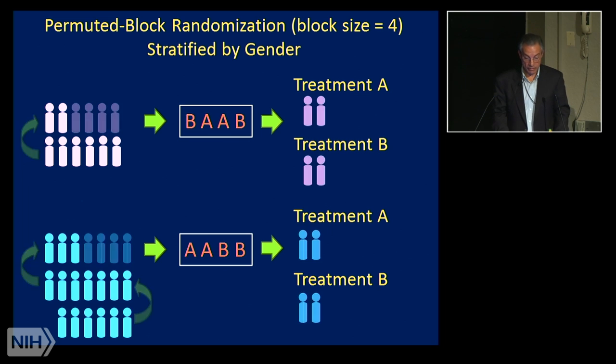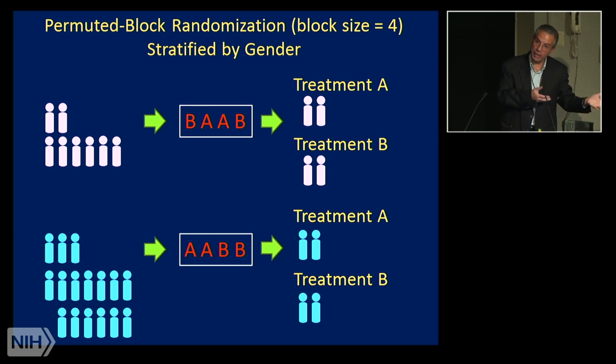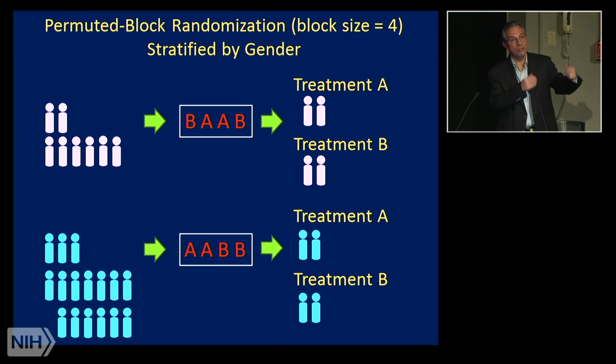Once we do that, among the women, 2 will go to A and 2 will go to B, and among the men, 2 will go to A and 2 will go to B. And it's not a coincidence. We made sure it happens that way. Why? One, because we did block randomization, so we made equal numbers go to A and B, and then because we stratified, we make sure that among the women, 2 go to A and 2 go to B, and among the men, 2 go to A and 2 go to B. So now what do we have? We have 4 in A and 4 in B, and we have 2 women in A and 2 women in B, and 2 men in A and 2 men in B.